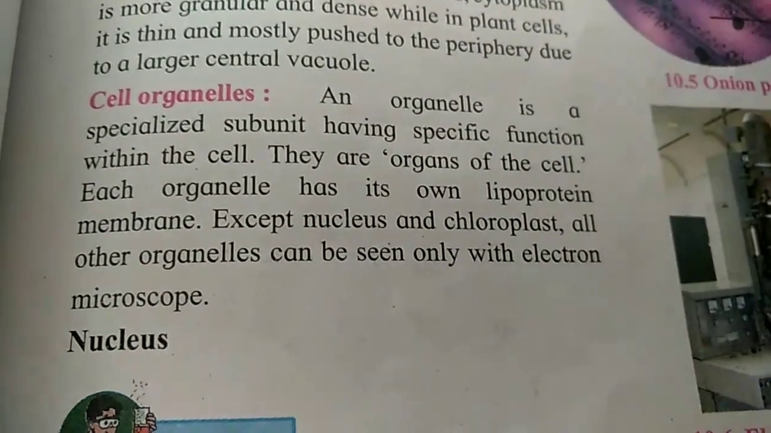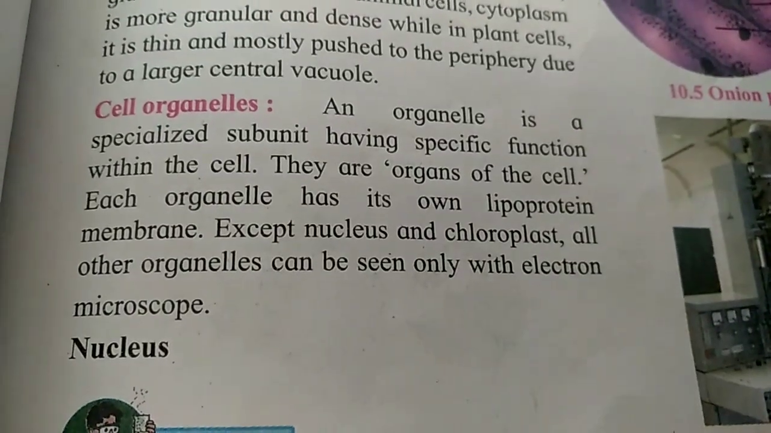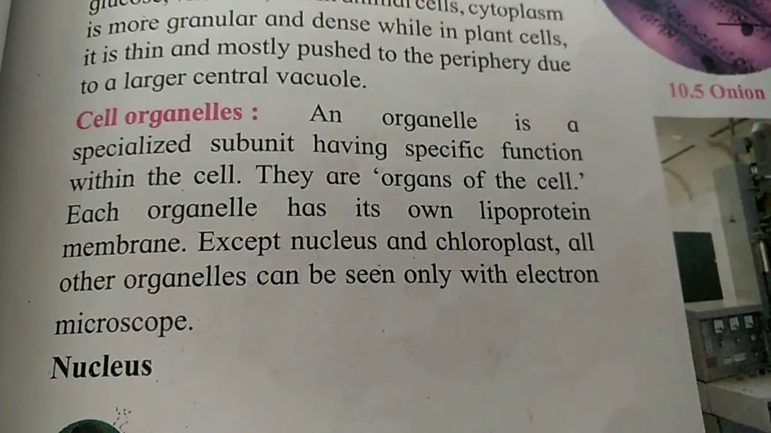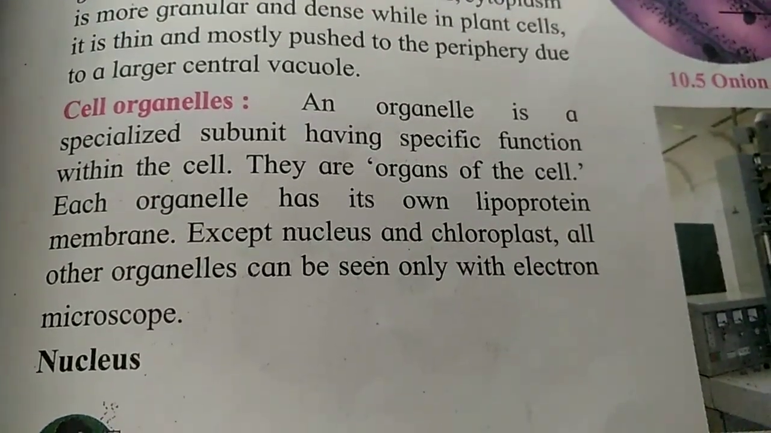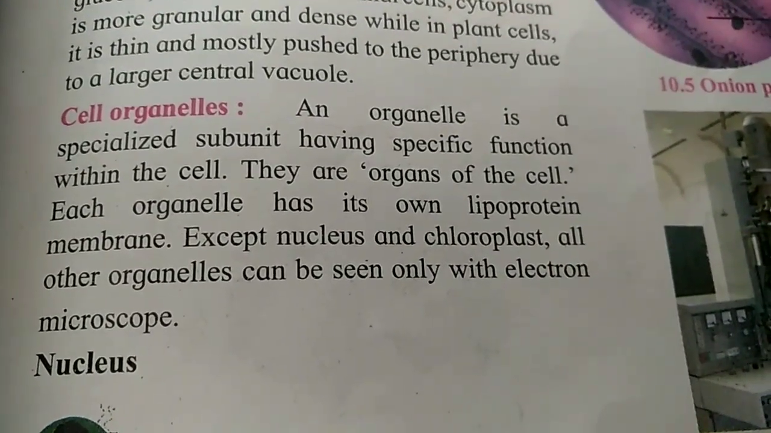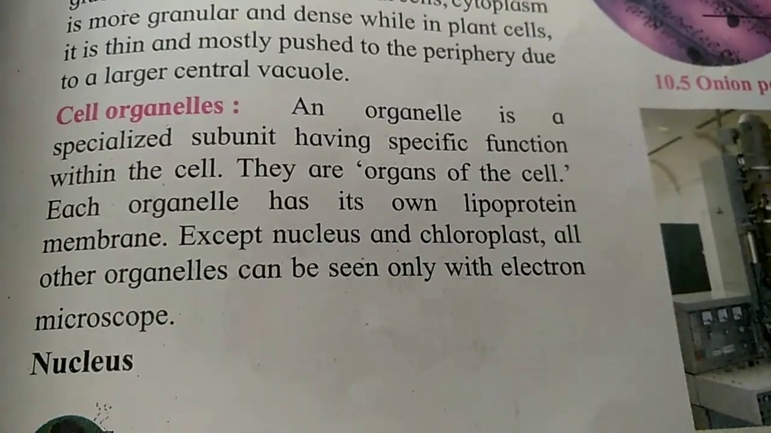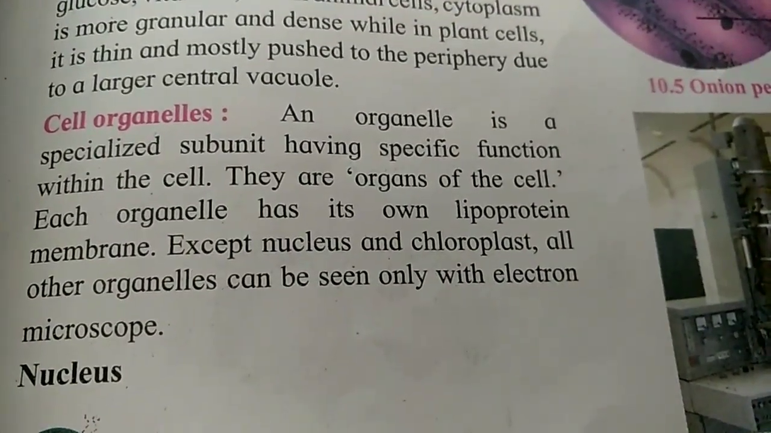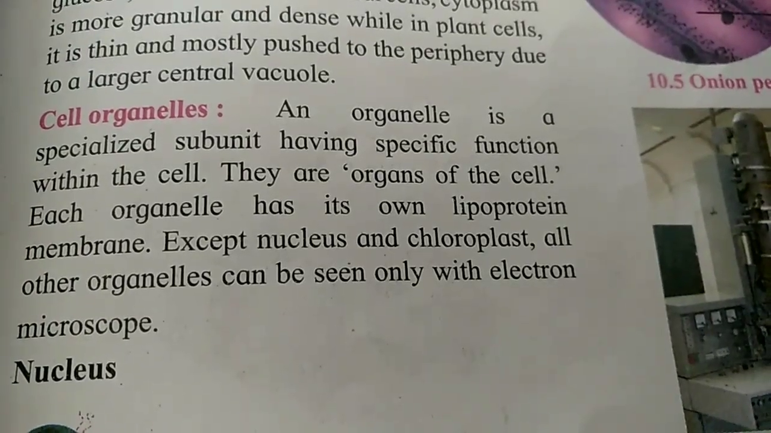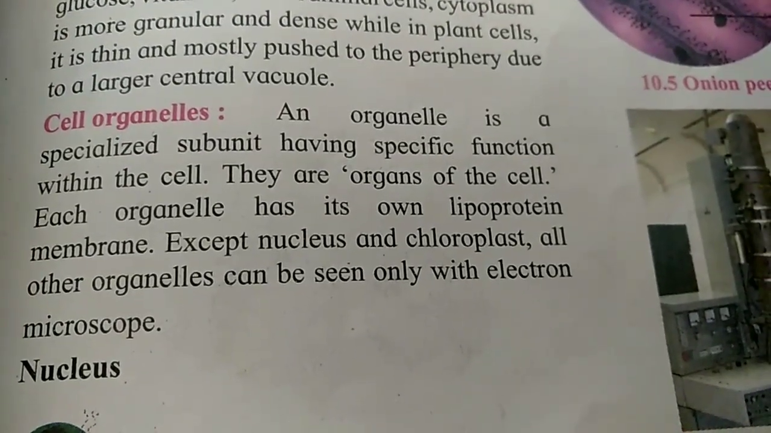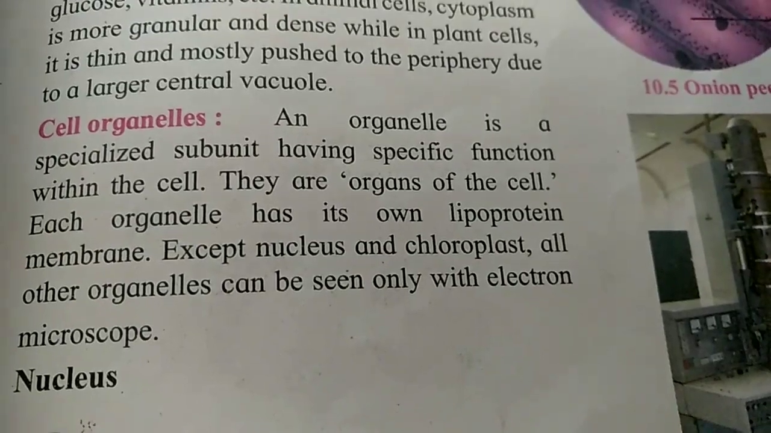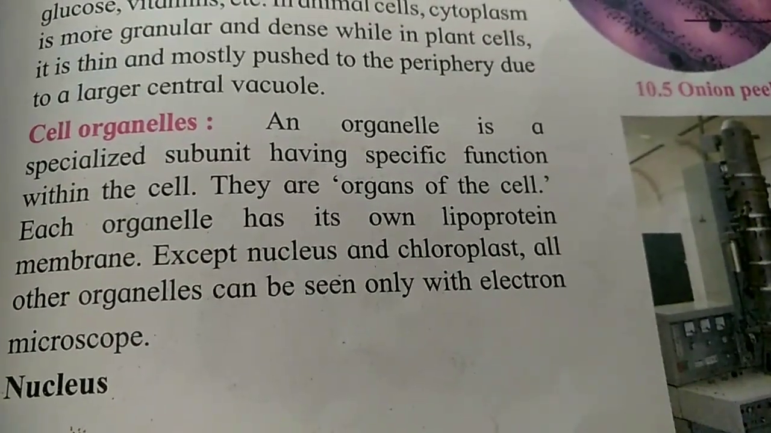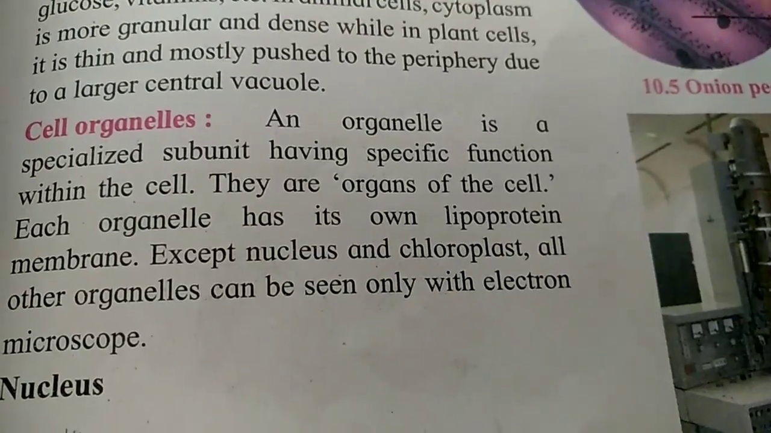What is an organelle? It is a specialized subunit having a specific function within the cell. These organelles are called organs of the cell. Each organelle has its own lipoprotein membrane except the nucleus and chloroplast. All other organelles can be seen only with an electron microscope.